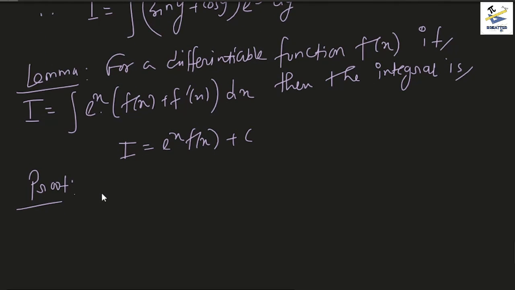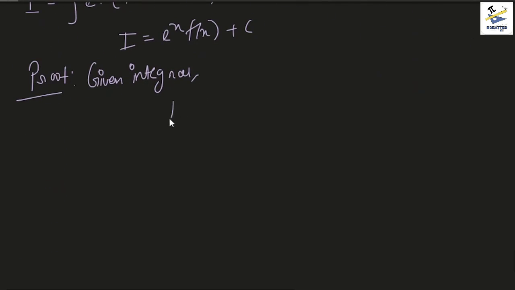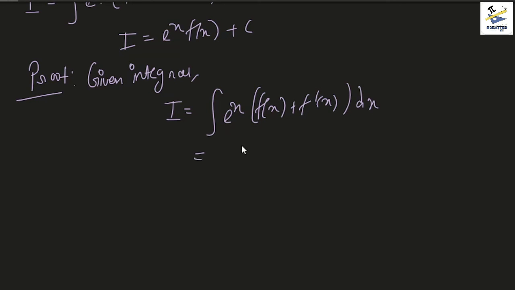We start with the given integral, and we shall see why this lemma is important in solving this particular problem. So the given integral is I equals the integral of e to the power x whole into f of x plus f dash x dx. Now let us separate it into two different parts, that is e to the power x into f of x dx plus e to the power x into f prime of x, or derivative of f x, dx.